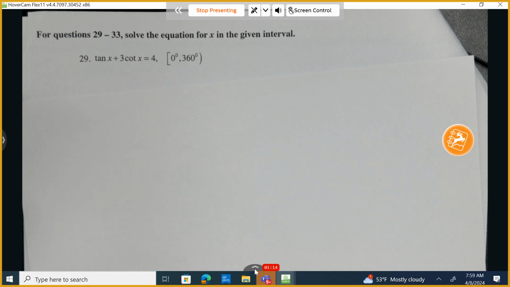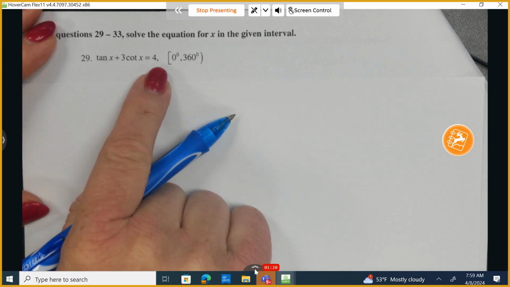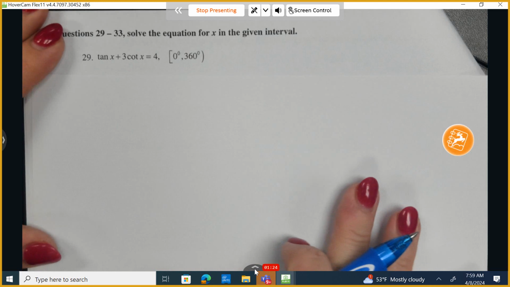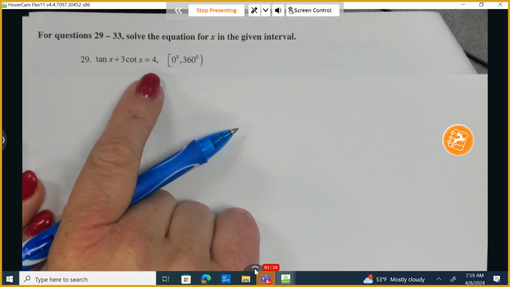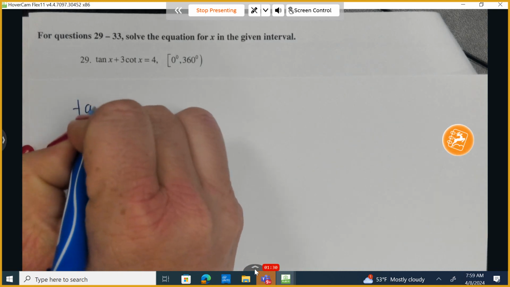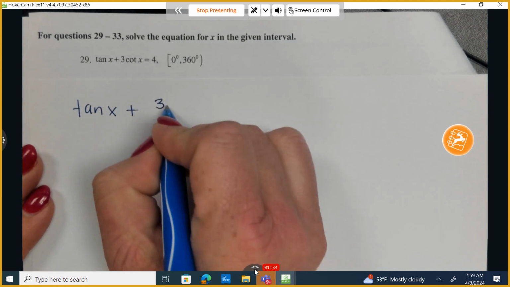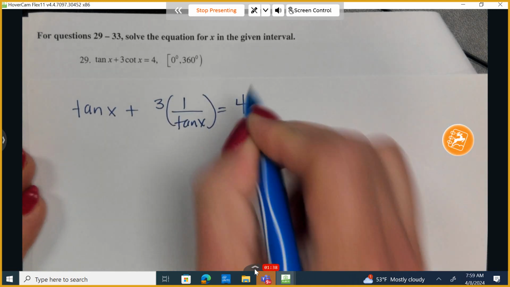Okay, so to get started here, we want to find out what value or values of x make the left side of the equation equal to the right side of the equation. So let's start by recognizing that we do have two different types of trig functions. I'm going to rewrite this as the tangent of x plus 3, and I know that cotangent is the same as 1 over the tangent of x equals 4.